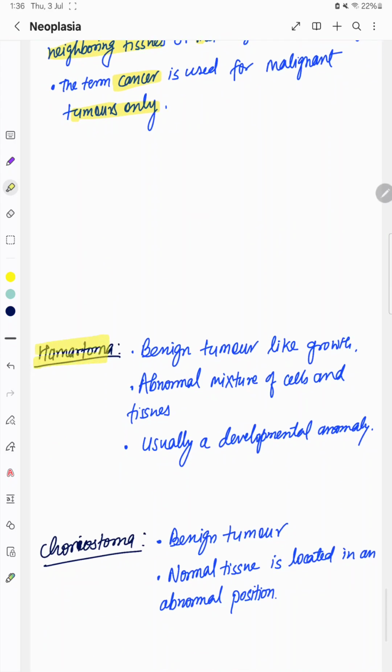Now another term is Hamartoma. Hamartoma is basically a type of benign tumor, a benign tumor-like growth. They are an abnormal mixture of cells and tissue at the normal site. They usually are a developmental anomaly.